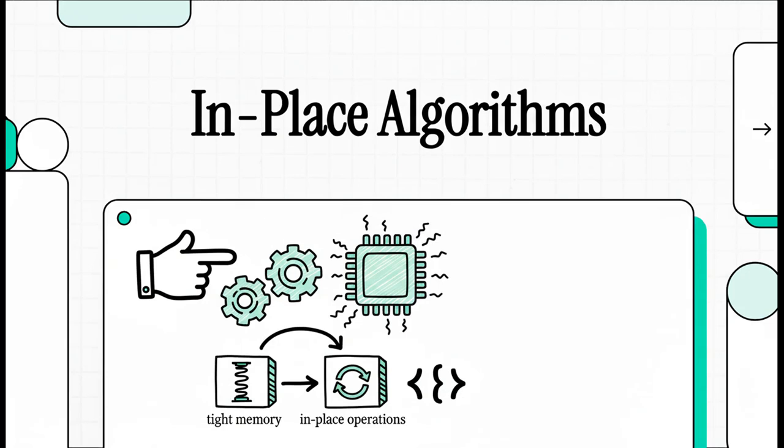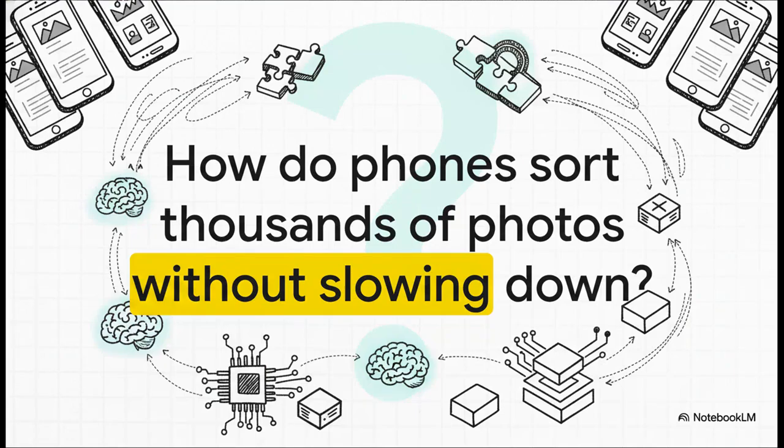Welcome to The Explainer. Today, we're going to talk about some of the cleverest tricks your computer uses to do a lot with a little. We're diving into a special class of algorithms that are absolutely key for efficient coding, especially when every single byte of memory is precious. I mean, have you ever stopped to wonder how your phone can sort thousands of photos without just slowing to a crawl?